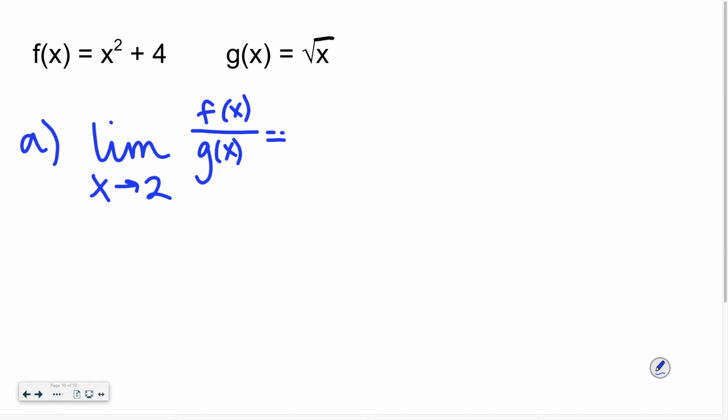As x approaches 2 of f of x. So that's this up here. What's the limit as x approaches 2 of f of x? 8. We do direct substitution to get our output of 8.